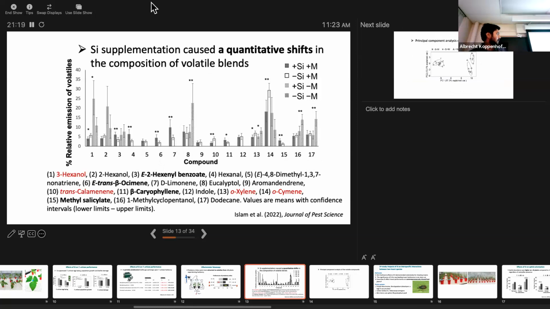So there were the volatile compounds in bold, the emission of these compounds was elevated from plus silicon plants, and the compounds in red were actually decreased from plus silicon plants. So what we found is that plus silicon plants are actually emitting the same volatiles but in different ratios.